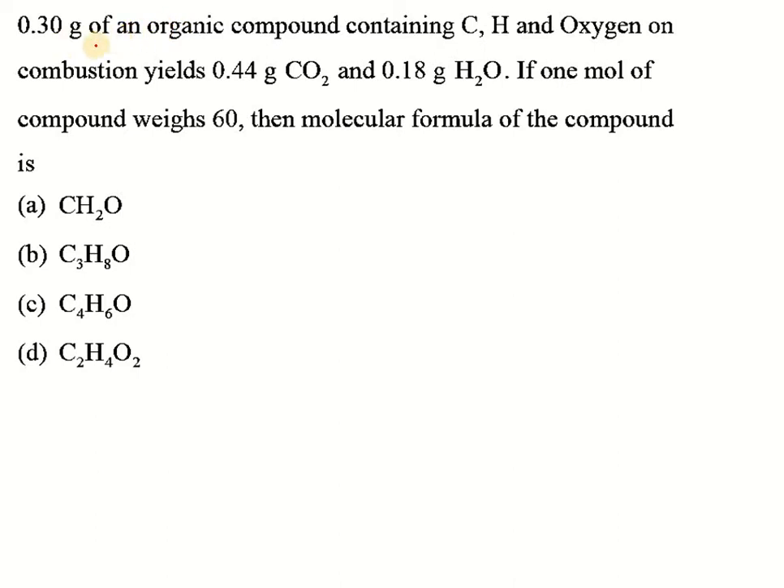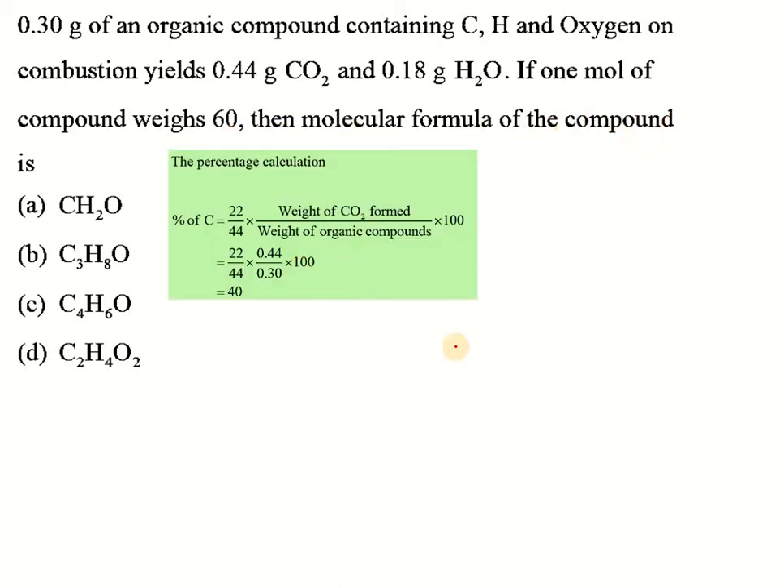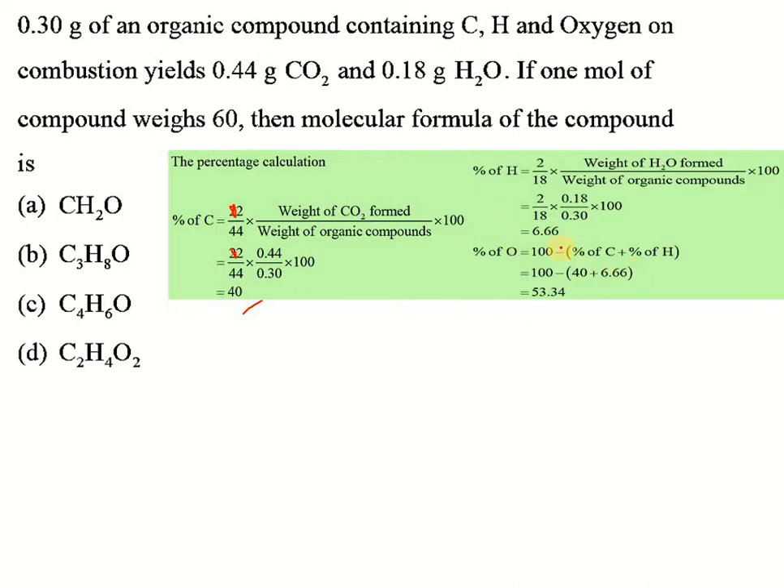0.30 grams of an organic compound containing carbon, hydrogen, oxygen on combustion yields 0.44 grams of carbon dioxide and 0.18 grams of H2O. If 1 mole of the compound weighs 60, the molecular formula of the compound is? You can easily find the percentage of carbon. Percentage of carbon can be calculated by using 12 by 44 into the weight of carbon dioxide by the weight of the organic compound into 100. We got 40% as the carbon percentage. Like that, the hydrogen percentage we got is 6.66, and the oxygen percentage is 53.34.